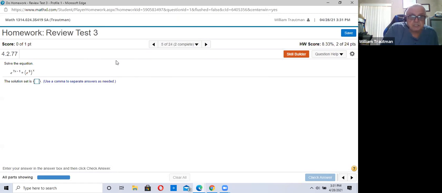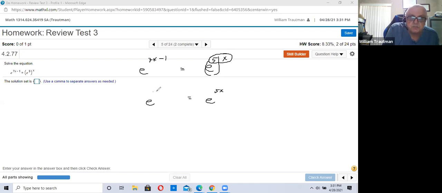Okay, I'm going to write this. I have e to the 7x minus 1. And then I have e to the 5 parentheses x. Now, 5 parentheses x is the same thing as saying e to the 5x. When you have a power raised to a power like this, you just multiply them together. 5 times x is 5x. So the bases are the same. Look at this. The bases are the same, which means the tops equal each other.